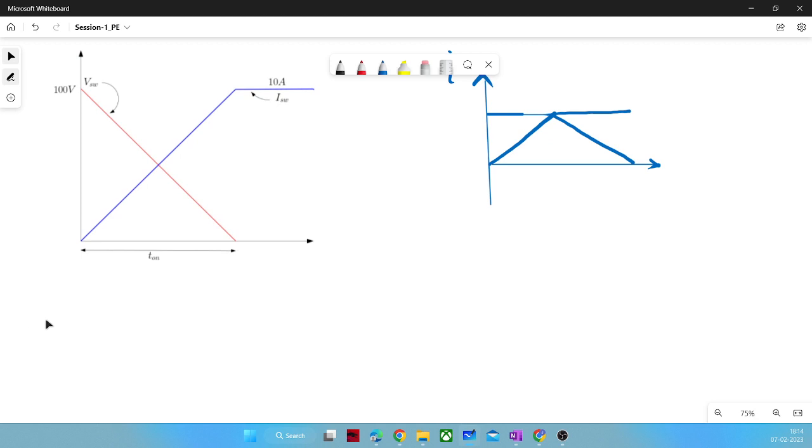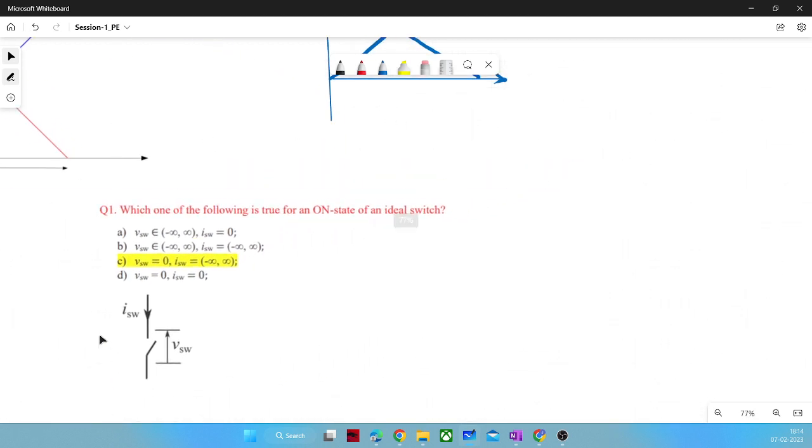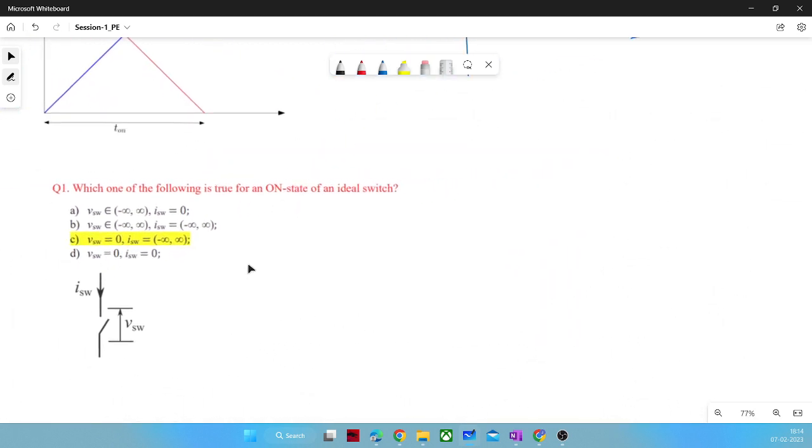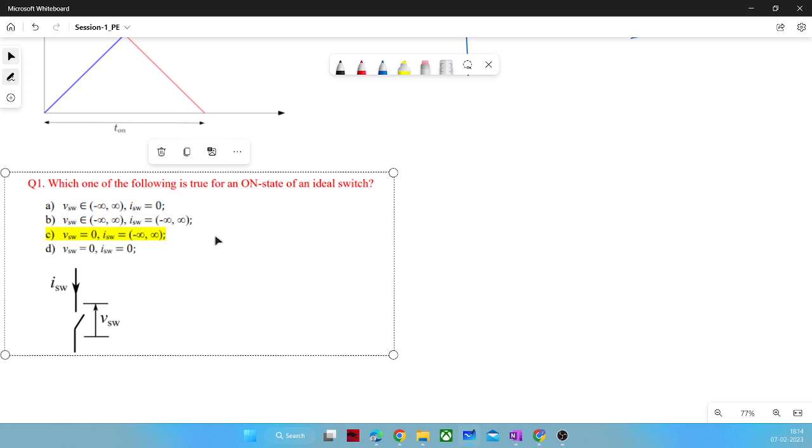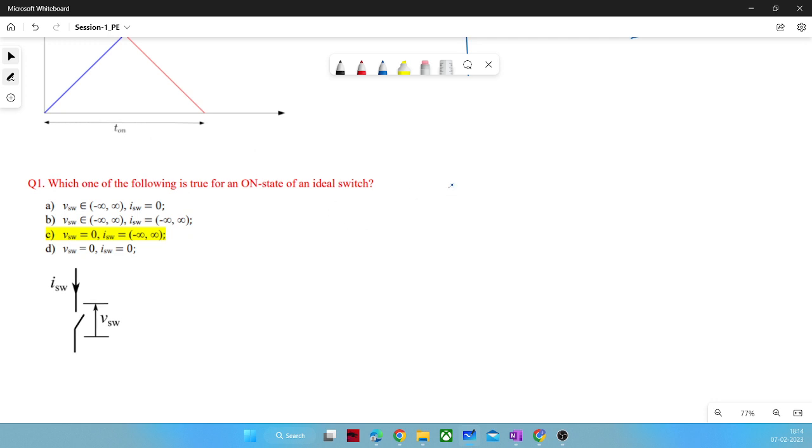Before going to this problem, we will discuss a very basic question quickly, which will revise our concepts on the characteristics of ideal switches. So this was the problem: which one of the following is true for the on state of an ideal switch? In the very first lecture, the professor explained that.